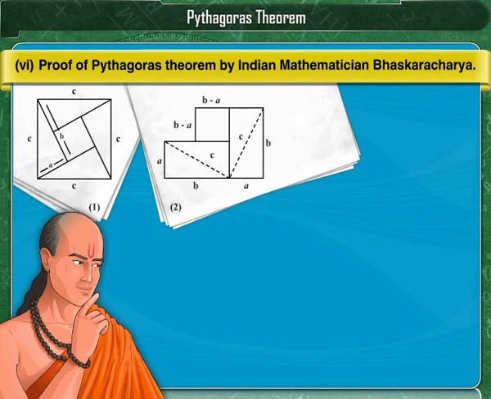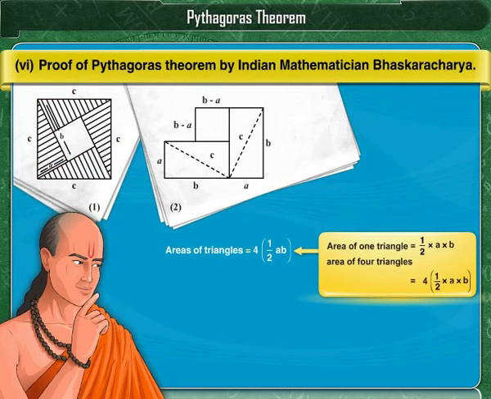He used the diagram shown here. He gave the proof by using the property of similarity. Have a look at the proof. In figure 1, you can see a square with side C. Inside the square, you will see 4 right-angled triangles and a square.